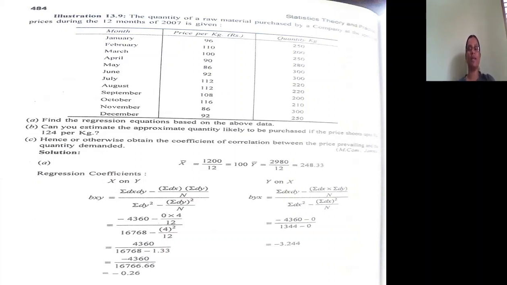So we can take price as X and quantity as Y. Now the question is, find the regression equation based on the above data. So we have to construct regression equation X on Y and regression equation Y on X. The next one is, can you estimate the approximate quantity likely to be purchased if the price becomes 124 per kilo? Since we have taken quantity as Y, we are supposed to calculate Y when X is 124, which means we should make use of regression equation Y on X. Hence or otherwise, obtain the coefficient of correlation between price prevailing and quantity demanded.